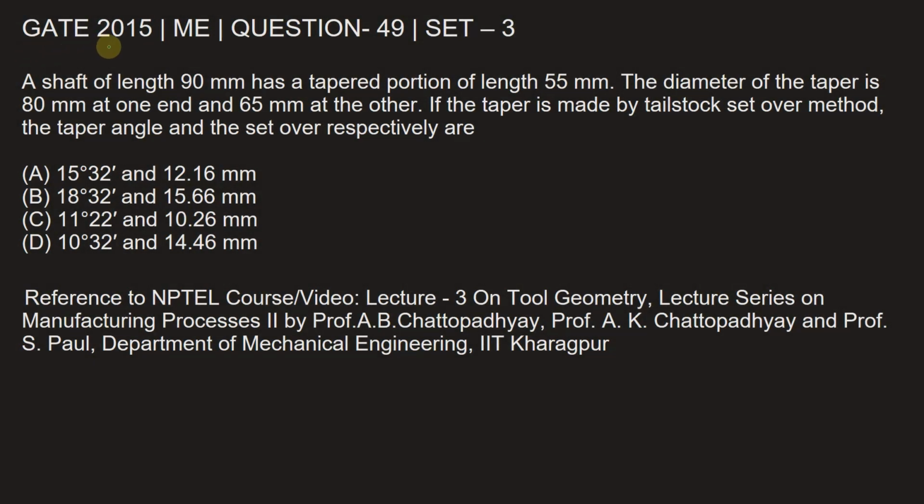This question is from GATE 2015, Mechanical Engineering paper, Set 3, question number 49. A shaft of length 90 mm has a tapered portion of length 55 mm. The diameter of the taper is 80 mm at one end and 65 mm at the other. If the taper is made by tailstock setover method, the taper angle and the setover respectively are dash.